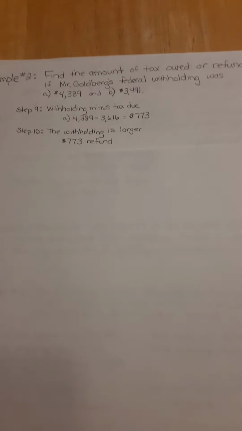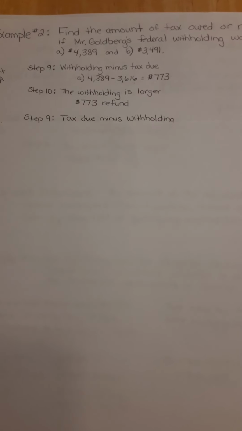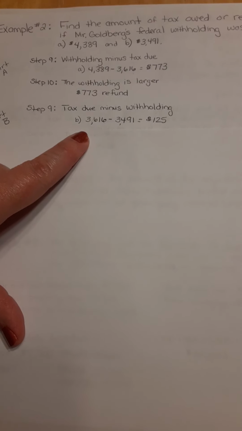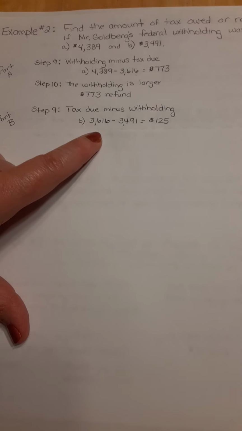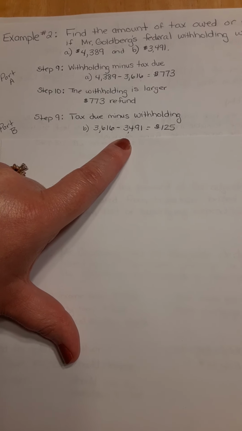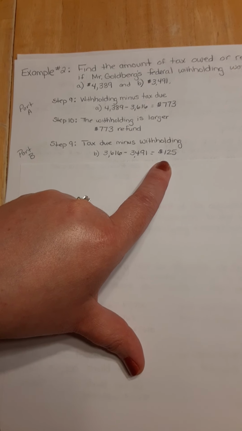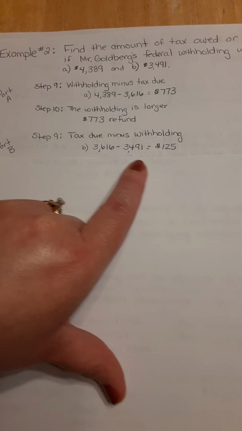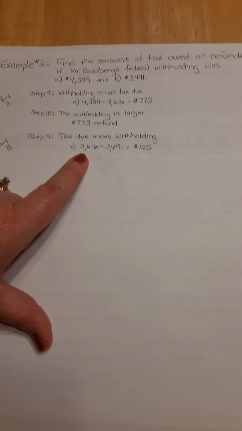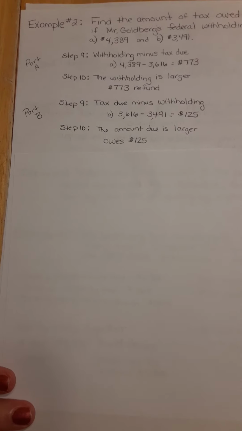Let's do example B over here. Example B says the federal withholding was 3,491. Now if you notice, what we found in the back of the book was actually higher. This is the official amount that the federal government wants from us out of our paycheck, and they only took the 3,491. So once I subtract it, I find the difference of 125. This is the amount of money that Mr. Goldberg has to owe to the federal government to get it to be 3,616. So in this scenario, he owes $125.